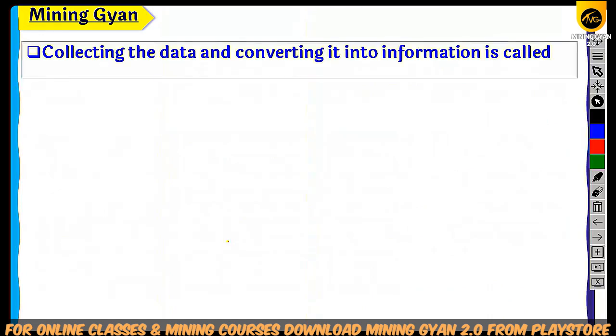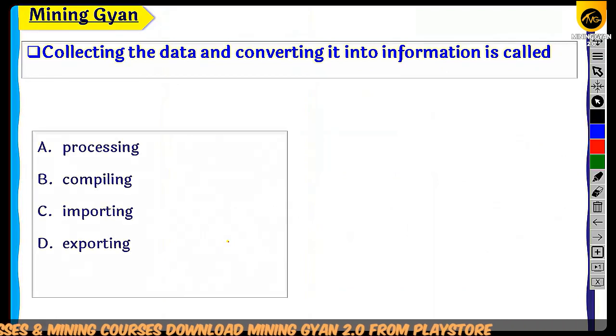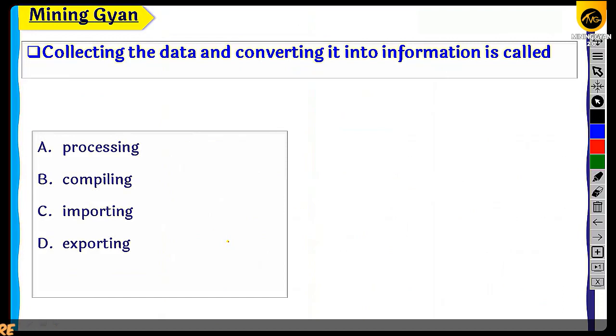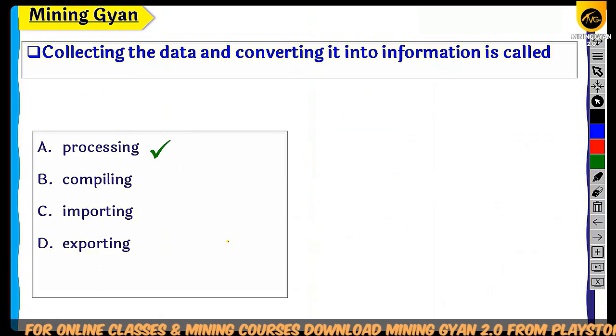Now the next question is, collecting the data and converting it into information is called? Option A, processing, or compiling, importing, or exporting. What is the term used for data that is converted into information after giving input into the CPU? Option A is the correct answer. It's called processing. The data will be processed and converted into information, which is basically the output or result.